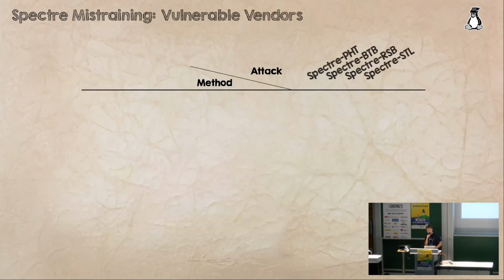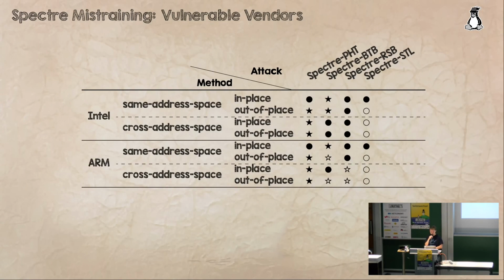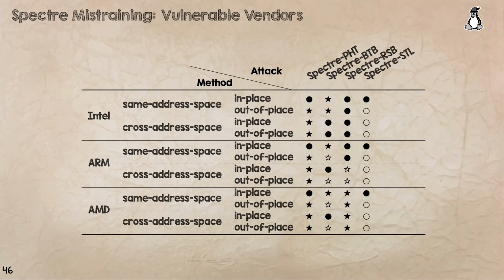And we can also take a look at all the different vulnerable vendors. We have Intel, which has pretty much full support of all vulnerabilities. ARM, we were able to show some of them work and some did not work in our experiments. And for AMD, the same case as for ARM.